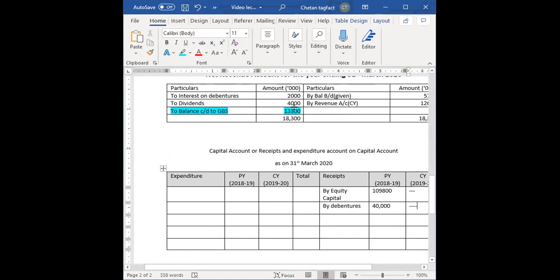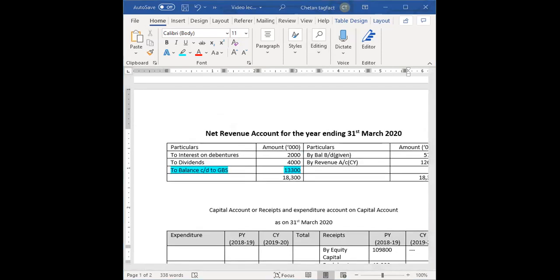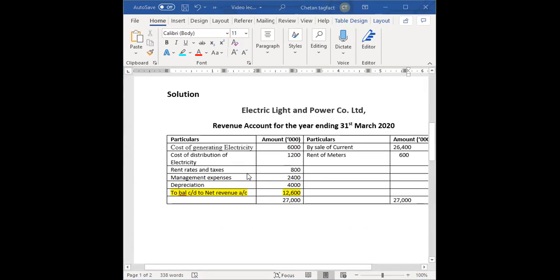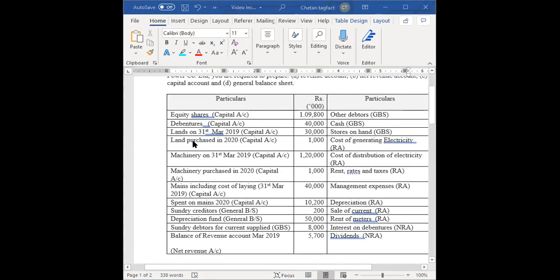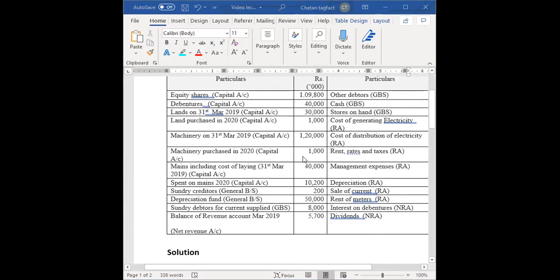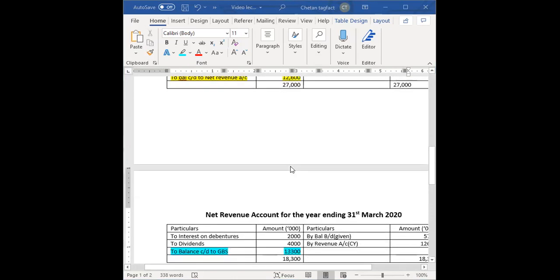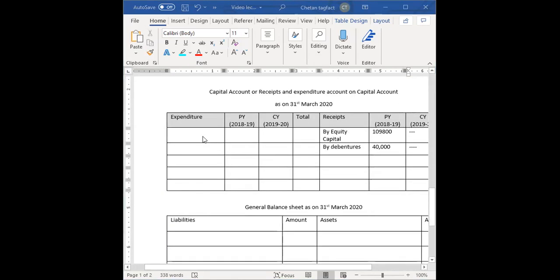Okay, so we are finished with the receipts during the year, and now we have to go for the expenditure during the year. So if you look into the question, we have 3 expenditures during the year. One is land, we have acquired last year and current year as well. We have machinery acquired last year and current year as well, and mains we have acquired last year as well and the current year as well. Is it clear? So now we will take this. This is basically how you have allocated your receipts, how you have generated funds in order to make investments in these items.